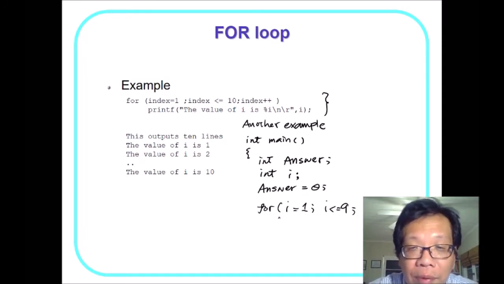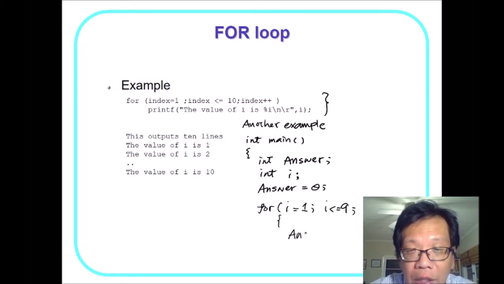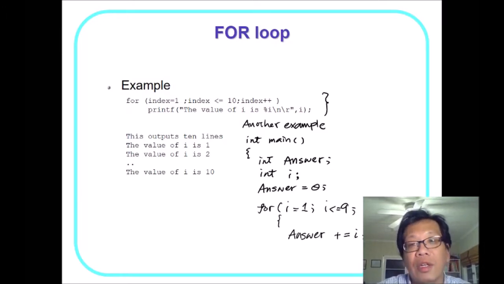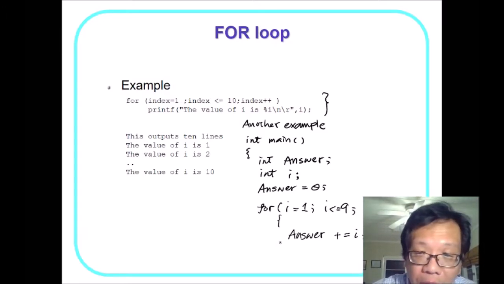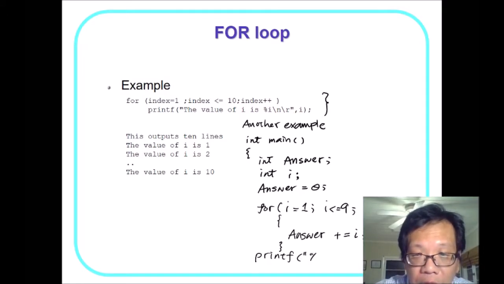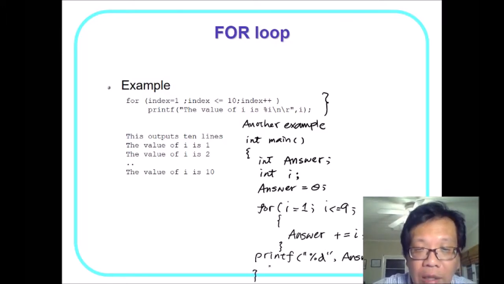This is the important part. You need to remember how the operator looks. And over here, answer is going to be the number of itself plus i. So I run this for 9 times, then I print it out. Then once this is done, I finish my task.